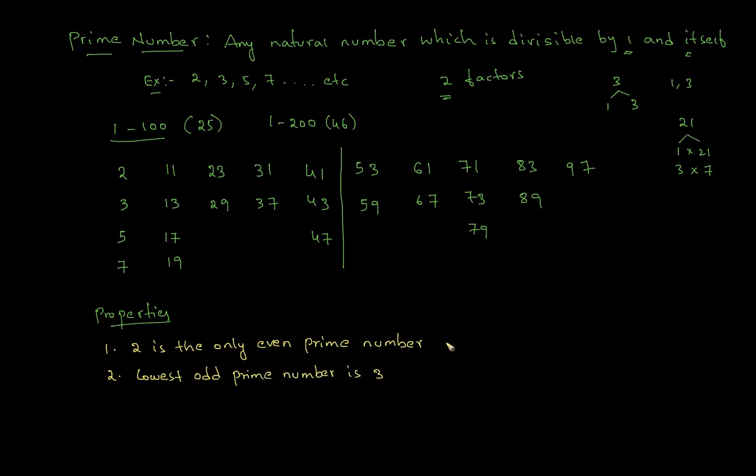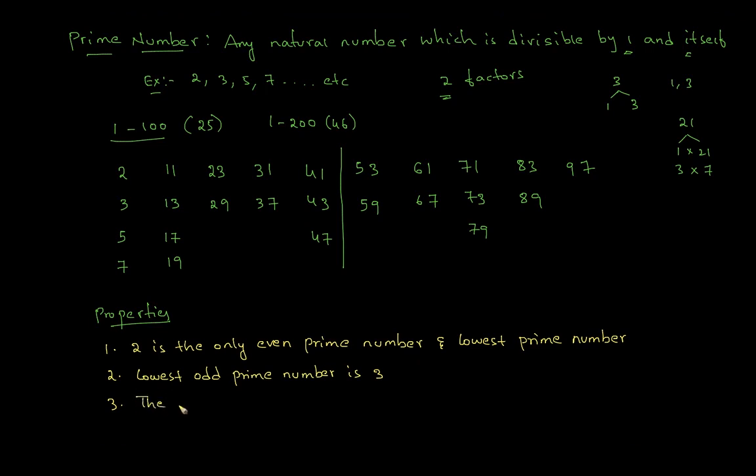Which is the lowest prime number? Lowest prime number is 2, right? Even prime number and lowest prime number. Don't think that 3, that is lowest odd number. If we ask lowest prime number, then the answer is 2. And even prime number, 2. Lowest prime number, 2. Lowest odd prime number, 3. Right? Understood? Right. Next, the third property.